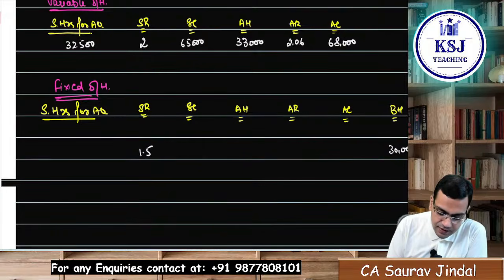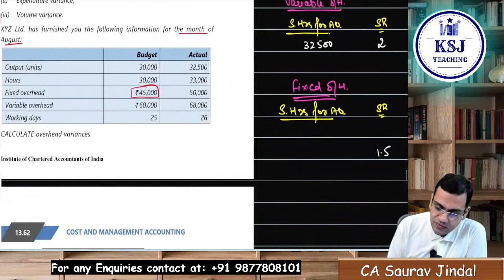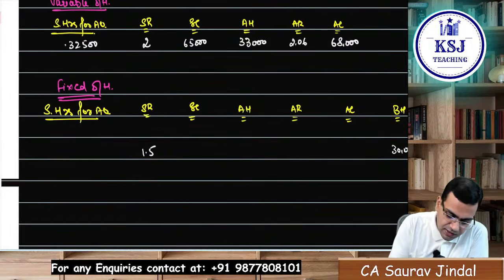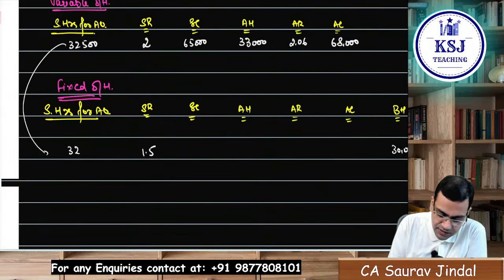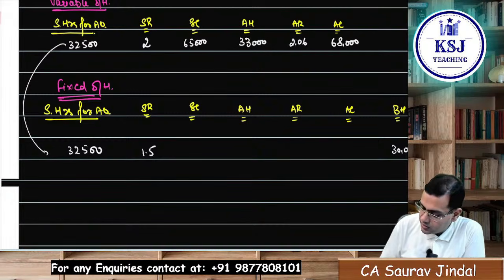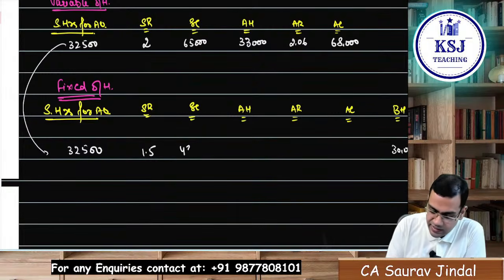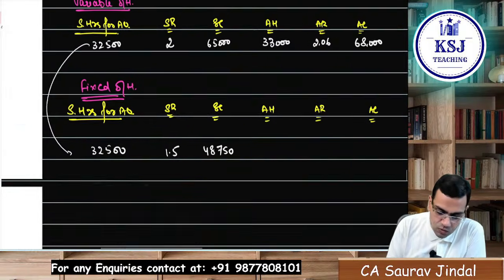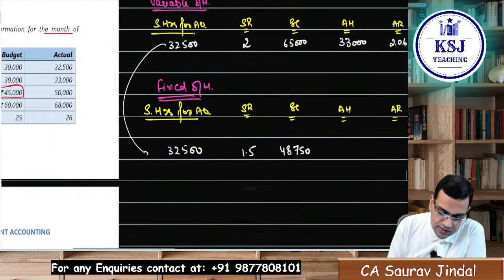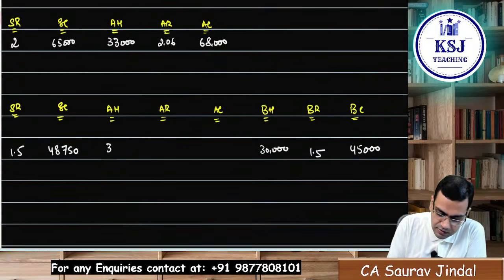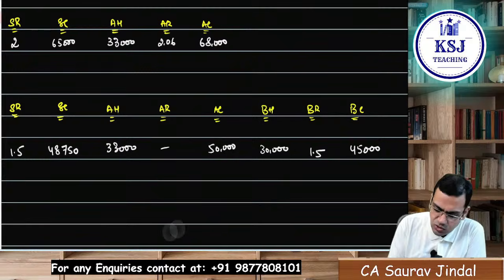1.5, right? Then what is the standard hours for actual output? That will remain same, sir. 32,500, that will be same. So 32,500 multiplied by 1.5 comes to 48,750. What is the actual hours? Actual hours is 33,000 and actual cost is 50,000. Actual rate is not required.